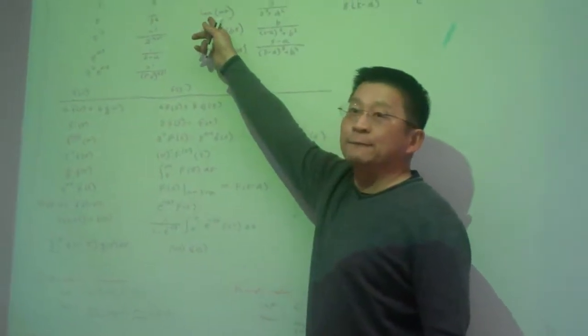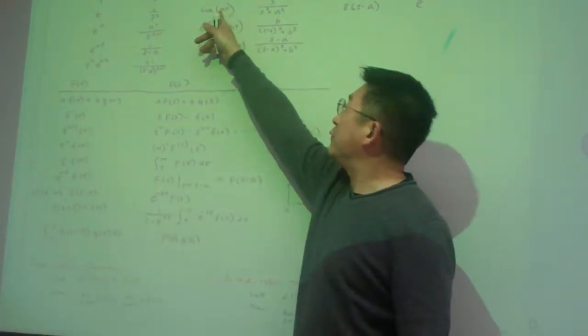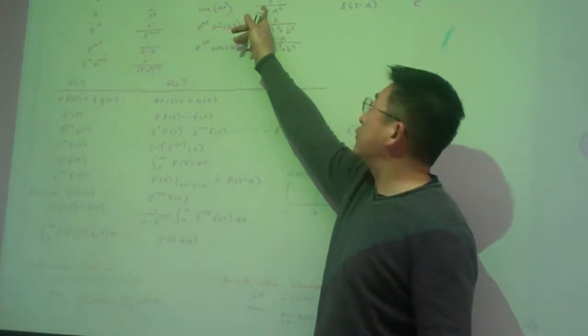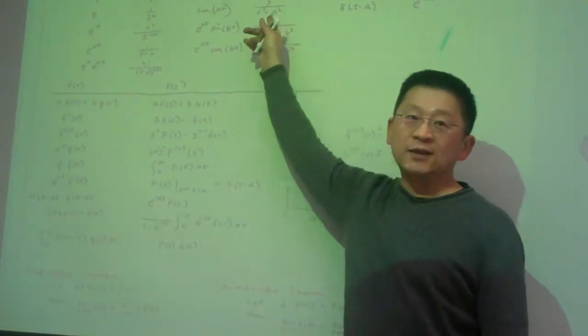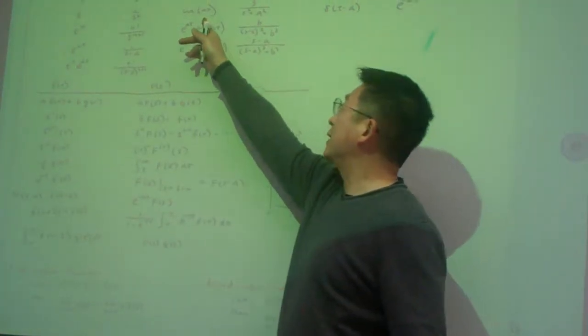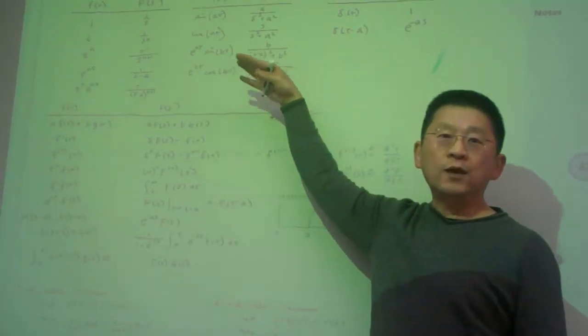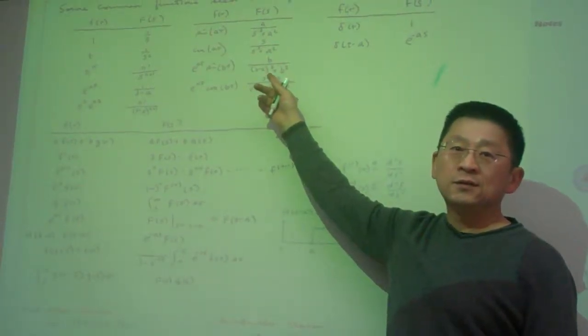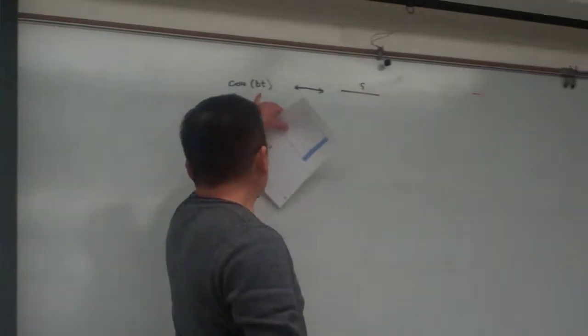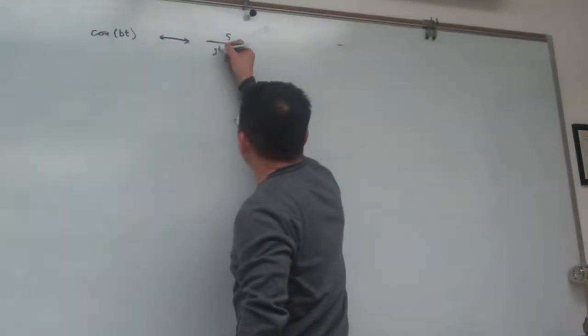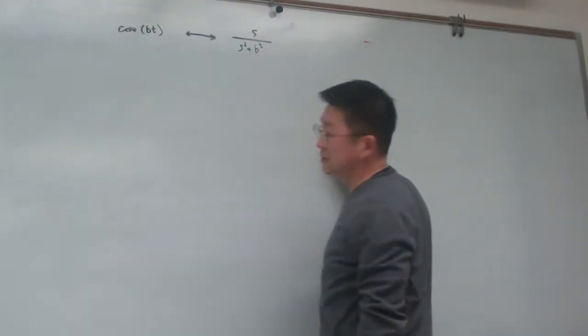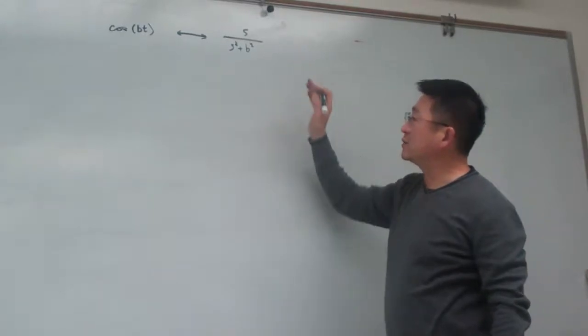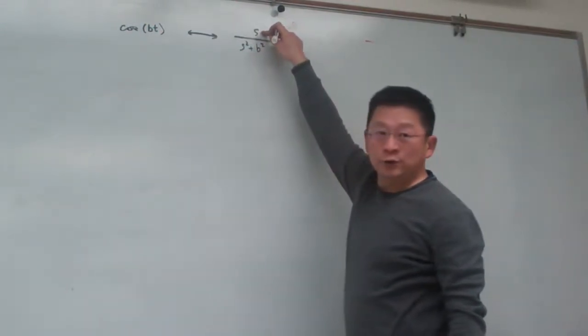For cosine, whatever the frequency, the denominator is s squared plus frequency squared. It doesn't matter if it's sine or cosine. That's a way to memorize things. So here is the frequency, so here is s squared plus frequency squared. That is for cosine, and the numerator is s.